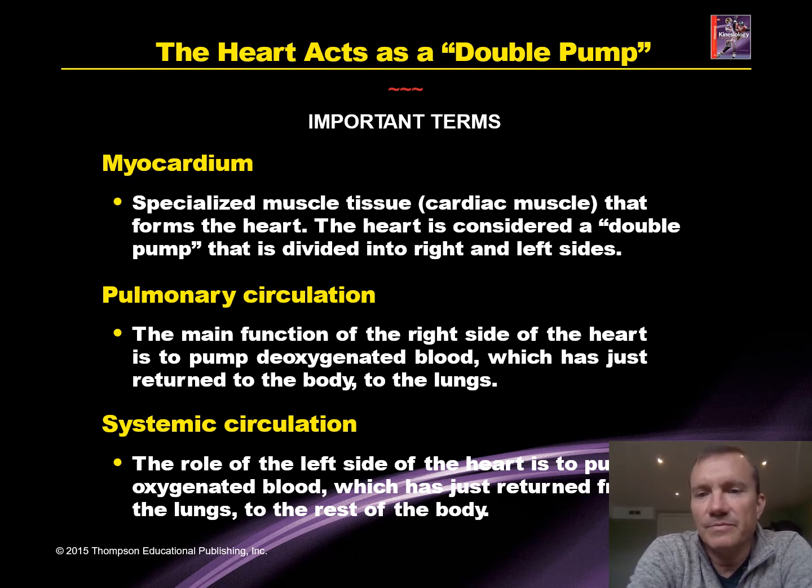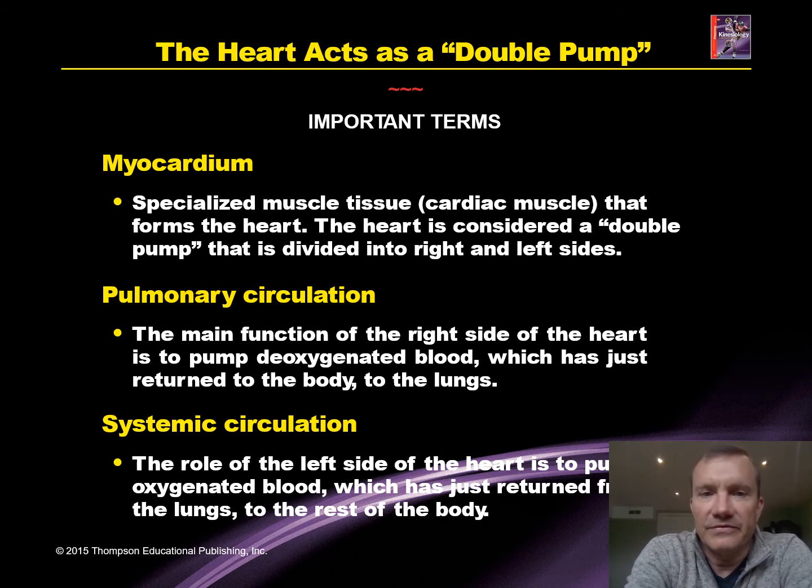Some terms that you should be familiar with as we move through it. Myocardium, that's the specialized muscle tissue. So we've said there's three different types of muscle: skeletal, smooth, and cardiac. Well, the myocardium is the specialized muscle tissue that forms the heart. It's a specialized name for that. It's considered a double pump because it's divided into right and left sides. The right side of the heart delivers blood to your lungs, and the left side of your heart delivers blood to the rest of your body.